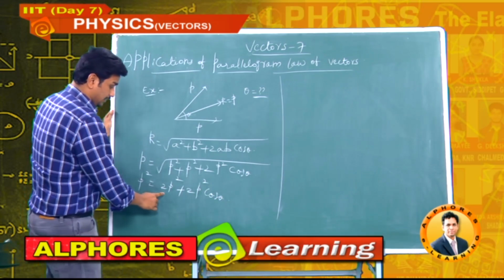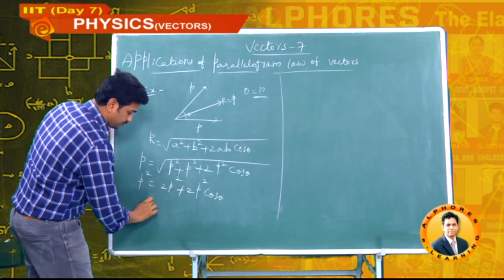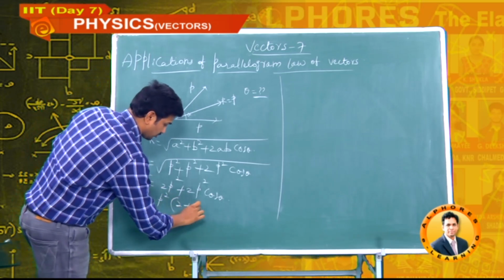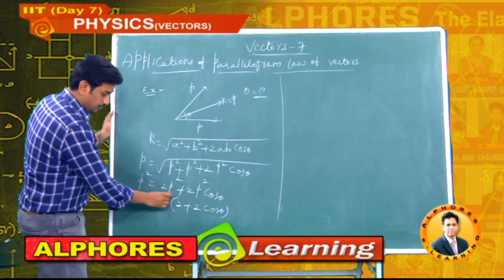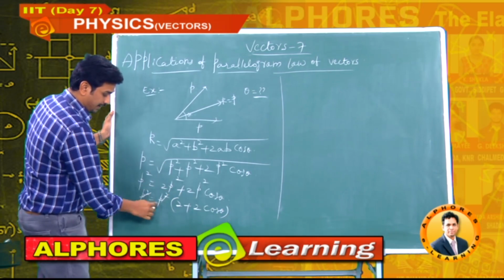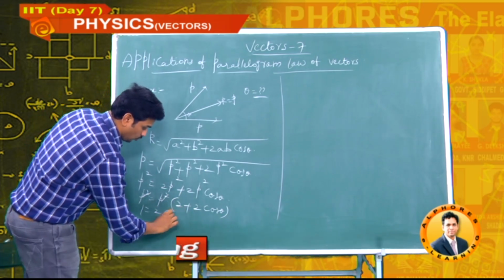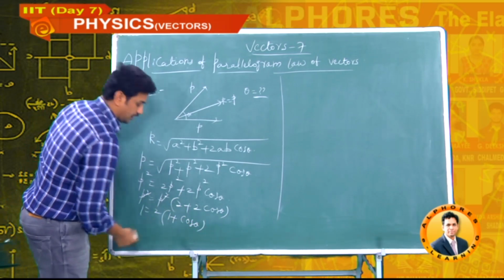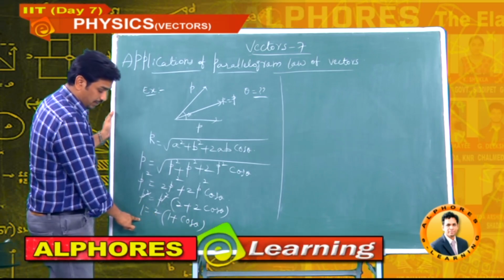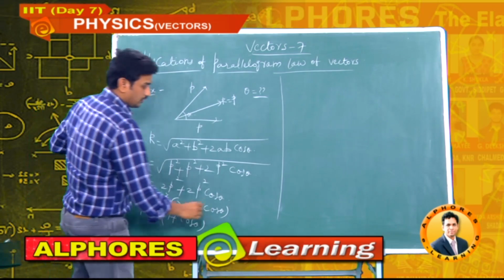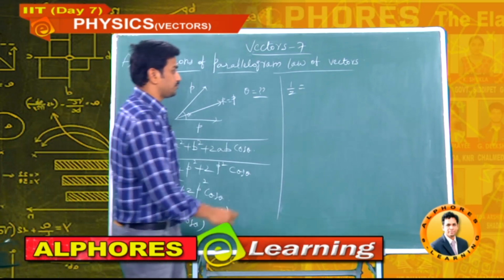Now see, can I take P square common? If you take P square common, we get 2 plus 2 cos theta, with P square common. Now this P square cancels out. Now 1 is equal to 2 common, and 1 plus cos theta is left over here. The 2 on the right side I am taking to the left side, so it becomes 1 by 2. Now 1 by 2 is equal to 1 plus cos theta.